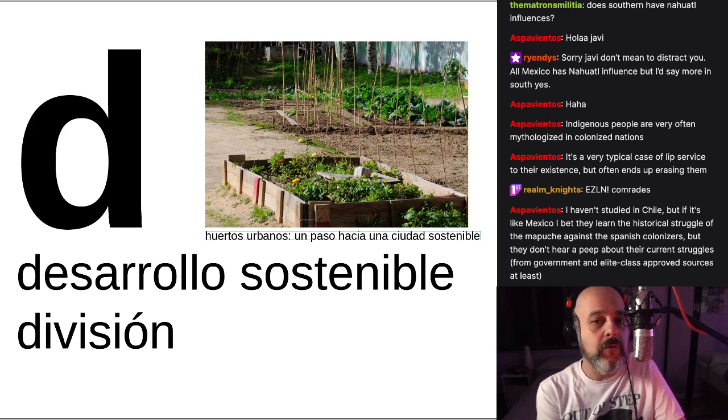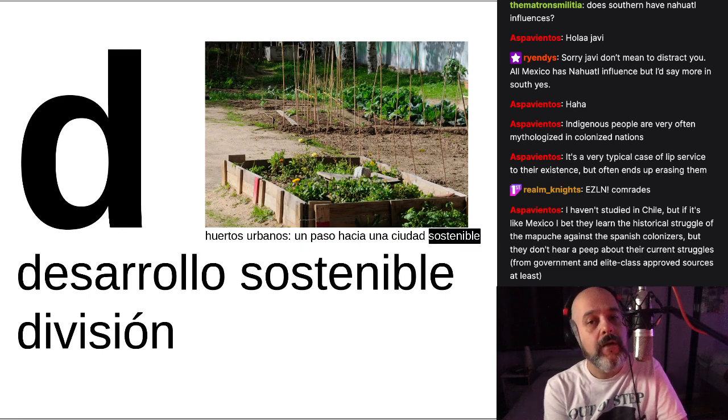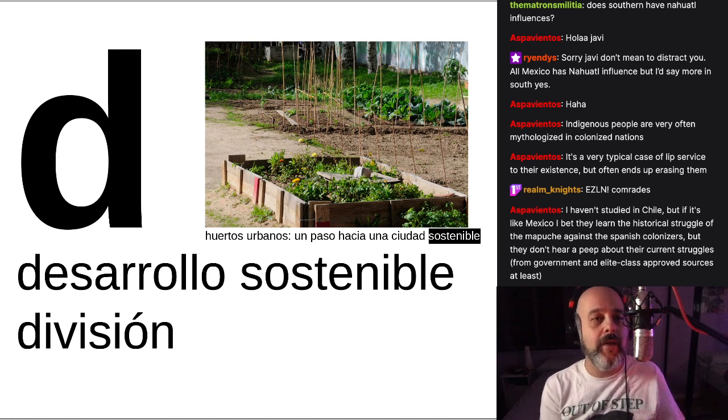The caption says, Huertos urbanos, un paso hacia una ciudad sostenible. So it's huertos is like farms, urbanos, urban, so urban farms. One, uno, step, paso, hacia, towards, una, a, ciudad, city, sostenible, sustainable. See, as we applied most of the times, the adjectives, we apply them after the noun they're modifying. Ciudad sostenible, sustainable city. So it's the other way around, unless we're using them in poetry. But again, that's way too advanced for the lesson today.